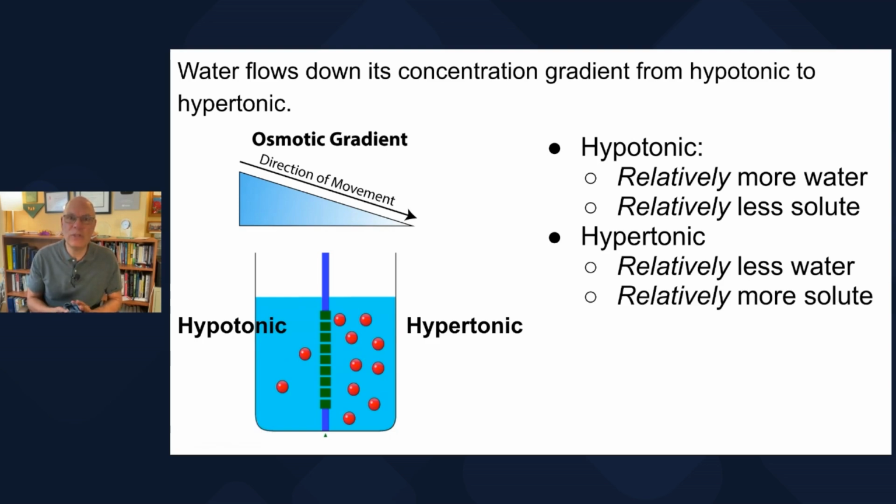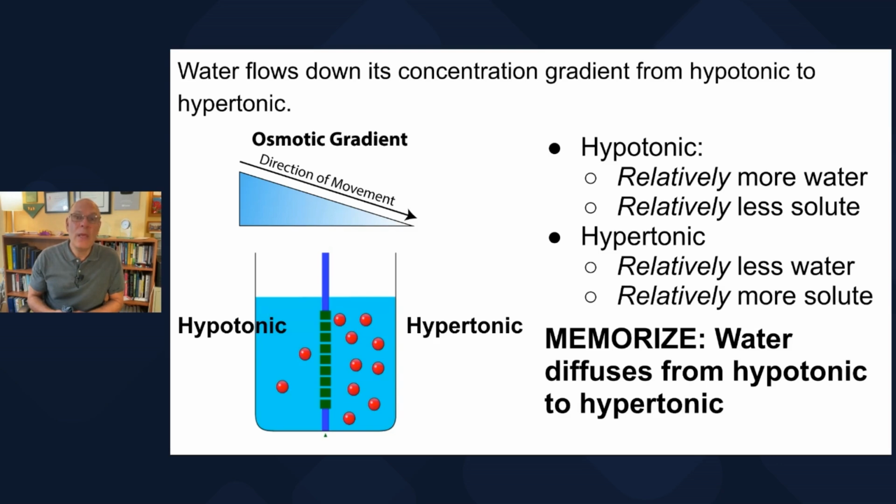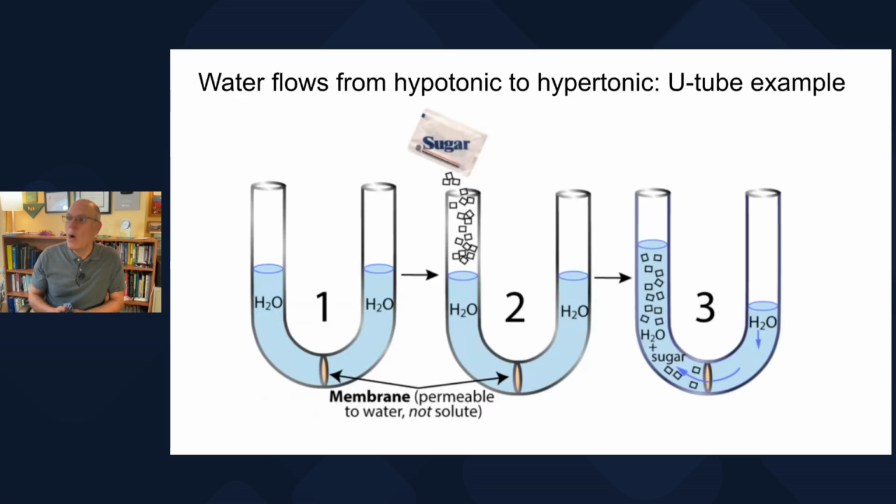And notice how I keep on using the word relative over and over again. There's nothing that's absolutely hypotonic or hypertonic. This is always about two solutions in relationship to one another across a space, or more commonly in biology, across a membrane. This is something that needs to be memorized. Water always diffuses from hypotonic to hypertonic across a membrane or from one area to another. Water flows from hypotonic to hypertonic.